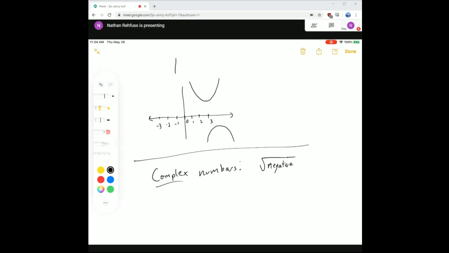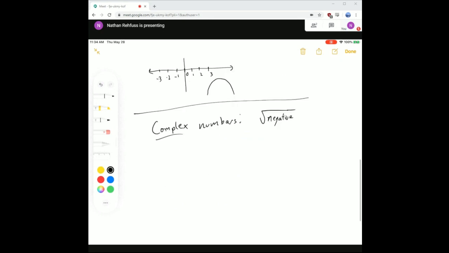Excuse me, so that we can get solutions to all of our quadratic equations and then move forward from there. So here's what we're going to do. We're going to start with a specific negative number, arguably the simplest one. And I'm going to say the square root of -1. I'm going to define that to be equal to i.